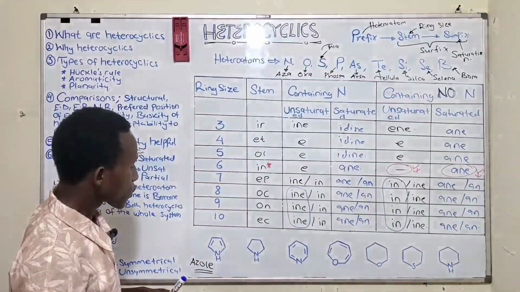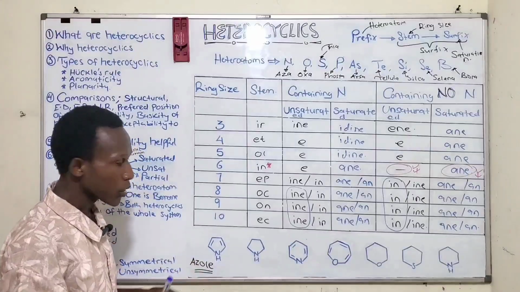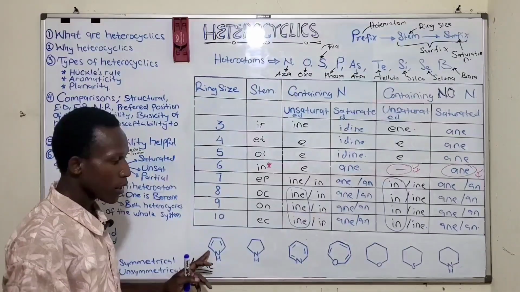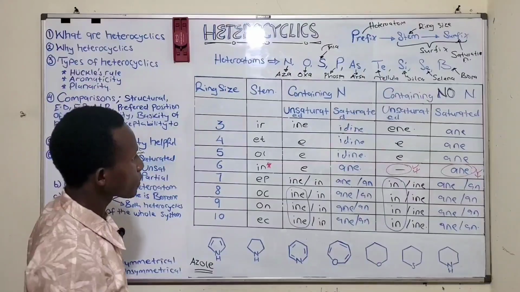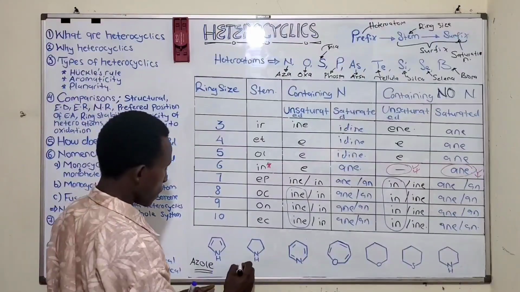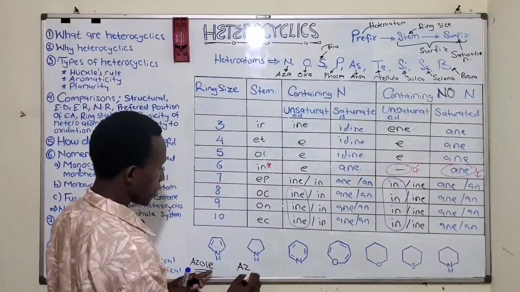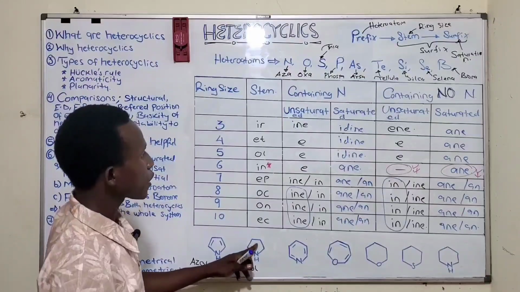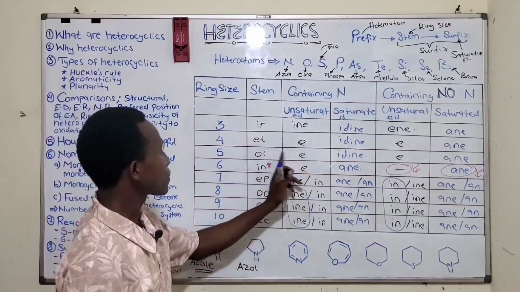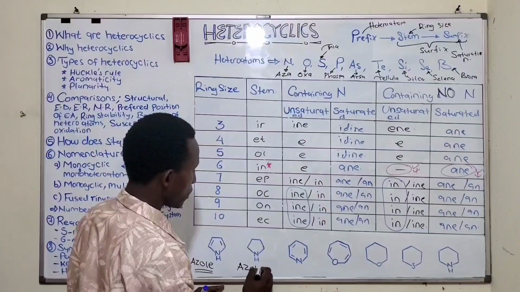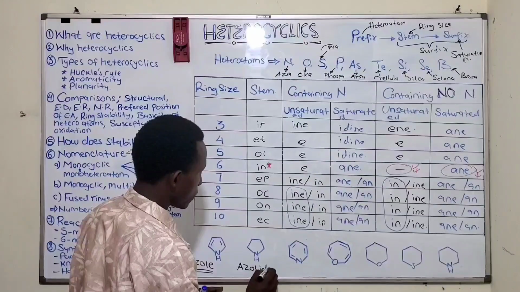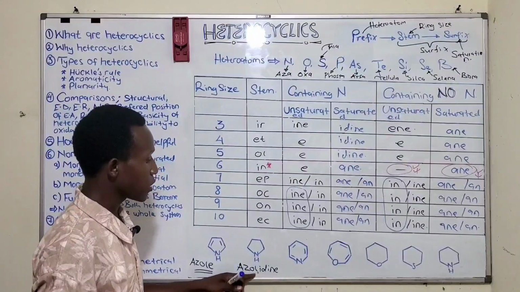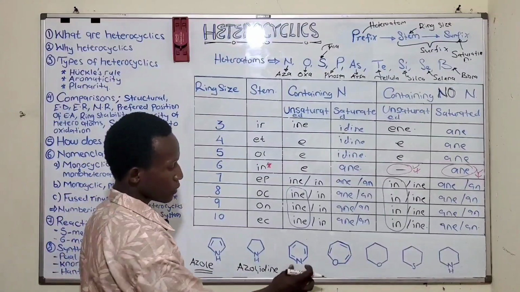That is the IUPAC name. We are going to see the common names or the traditional names which are not IUPAC names. But for IUPAC, it is azole. Now we have this one. It is aza, then 5-membered ol, but is saturated. Saturated is IDINE. So it is azolidine. Azolidine.